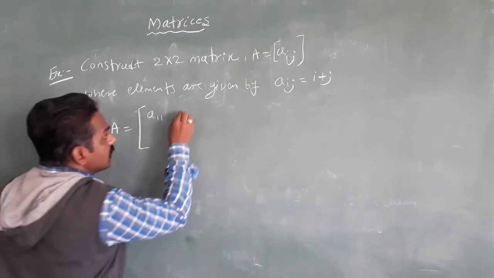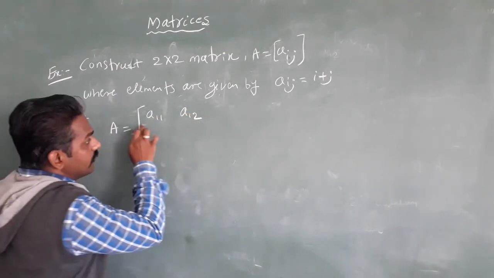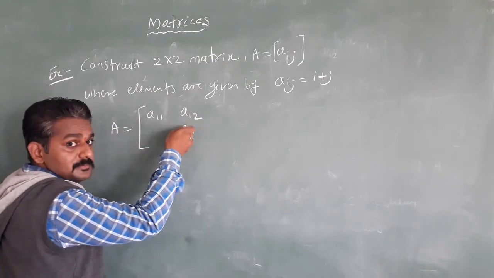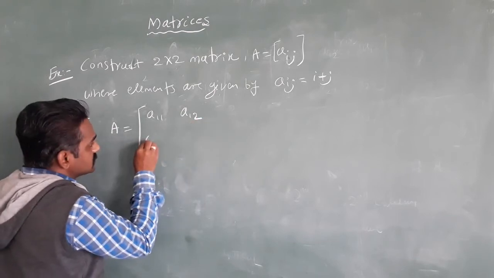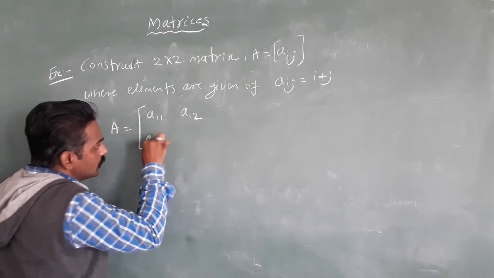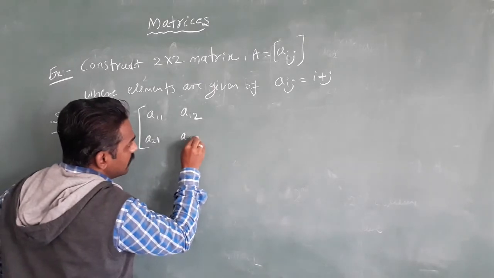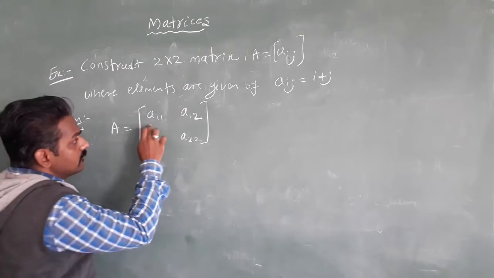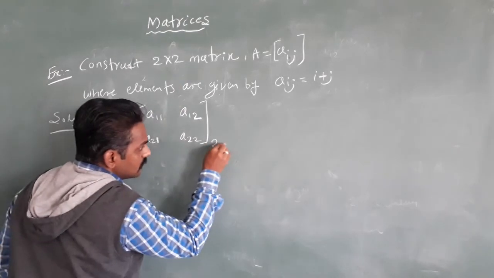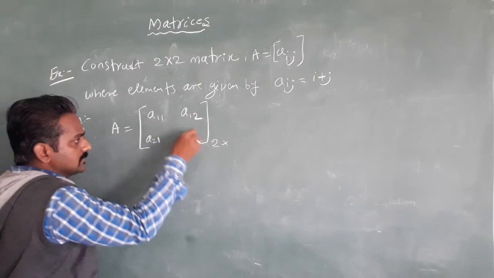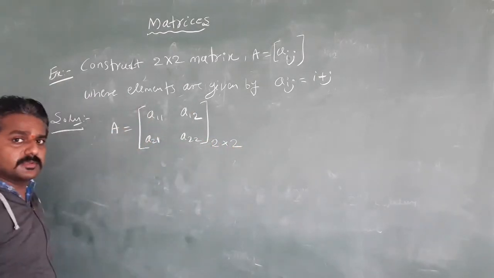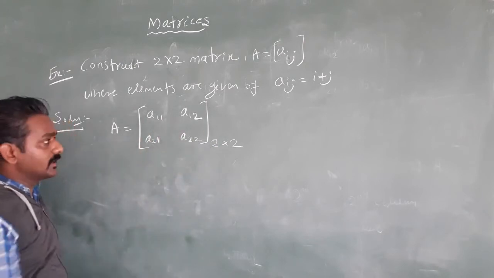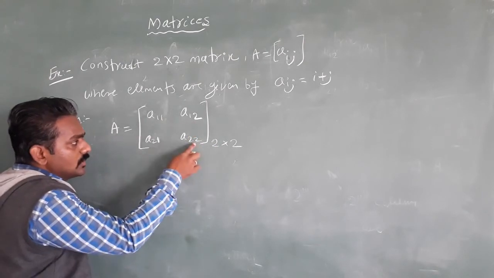See, A11, A12. First row, first column, first element. Second column, first row element. 2 columns. Next, A21, A22. See here, 2 cross 2 matrix now. First row, second row, first column, second column. It is constructed. But what are the particular values for A11, A12, A21, A22?